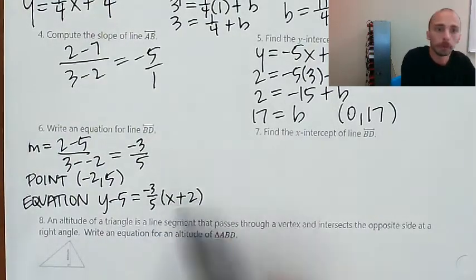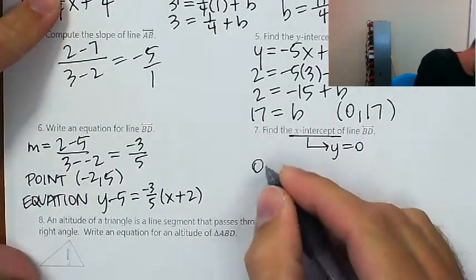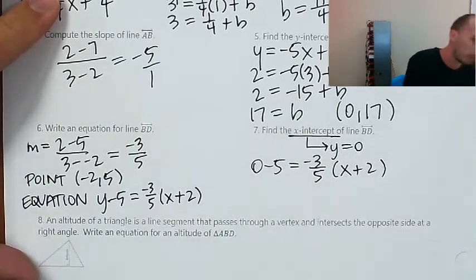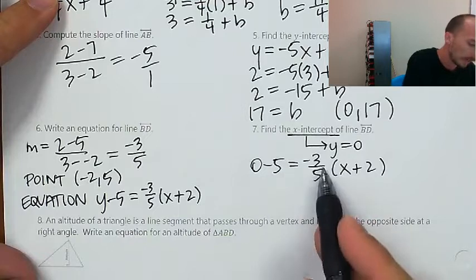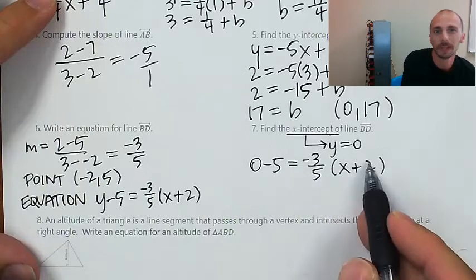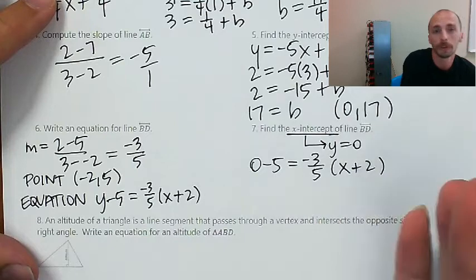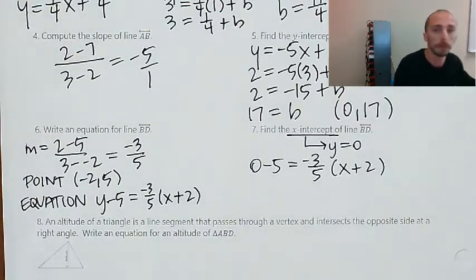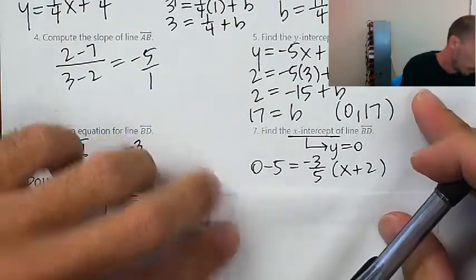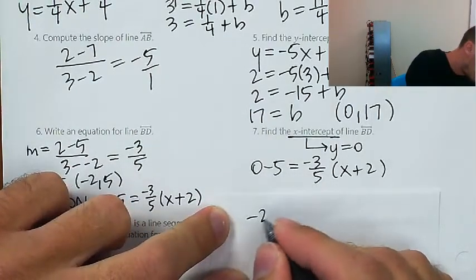All right, now let's find the x-intercept of line BD. I've got an equation for it, and the x-intercept is where y is equal to 0. So I'll say 0 minus 5 is equal to -3/5 of x plus 2. And I can solve for that. 0 minus 5 is -5. I don't really want to distribute a -3/5 to x and 2. So what I could do is multiply both sides of this equation by 5 to begin with to get rid of the denominator. I can already tell I'm going to need more paper. Probably should have given y'all more room to work as well. So I'm going to multiply both sides by 5, and -5 times 5 is -25.